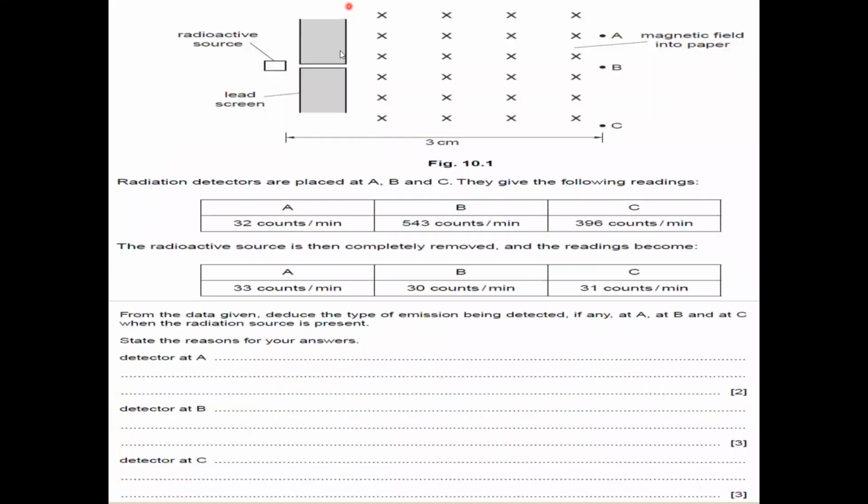In this question, as you can see, we have three detectors. One is at A, one is at B, another one is at C. Radiations are coming from the radioactive source. We use a lead screen so that they can pass in a straight line. The radiation detectors are placed at A, B, and C, and they give the following readings: 32, 543, and 396. And the radiation source is then completely removed.